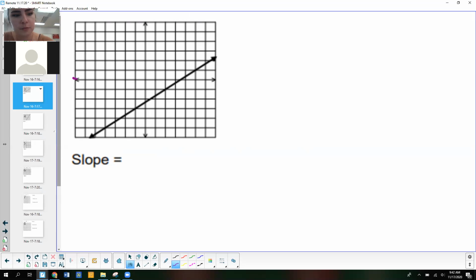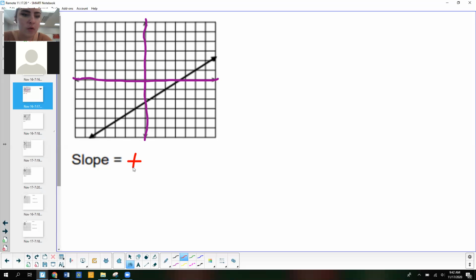So I'm gonna make it a little bit darker. So we've got our x-axis and our y-axis. Sorry guys, I tried to make it straight. So just to make that a little bit clearer, we've got our line. It's a positive line, so we should have a positive slope, right? So positive line, positive slope.